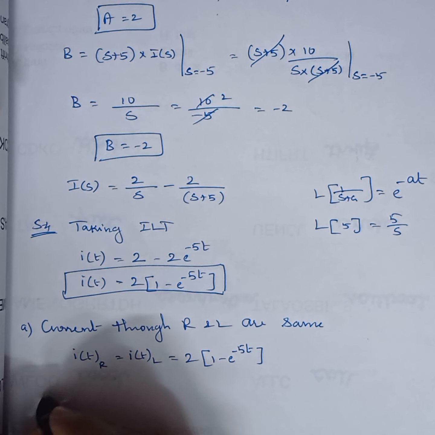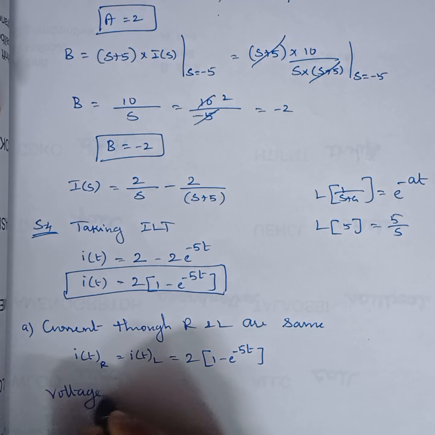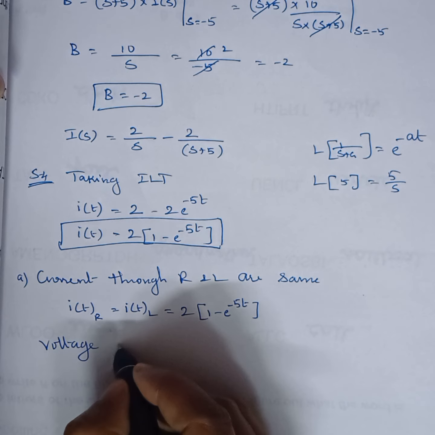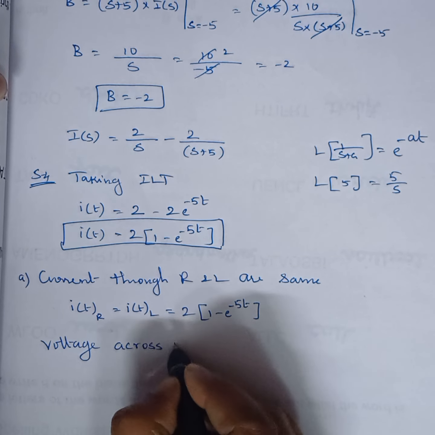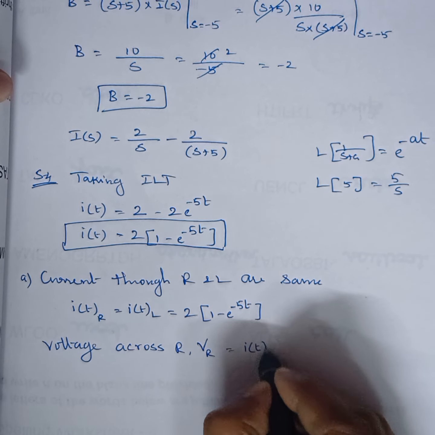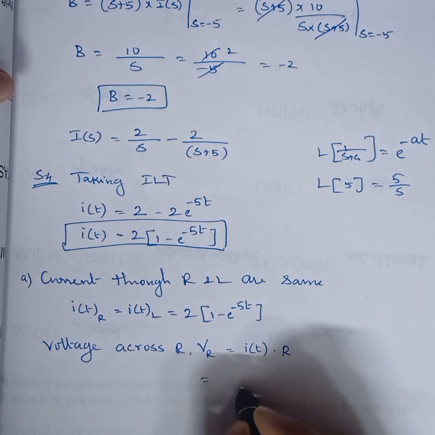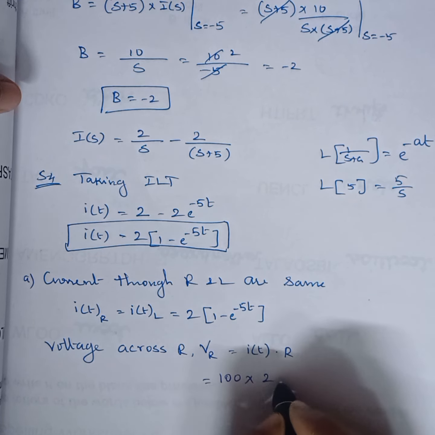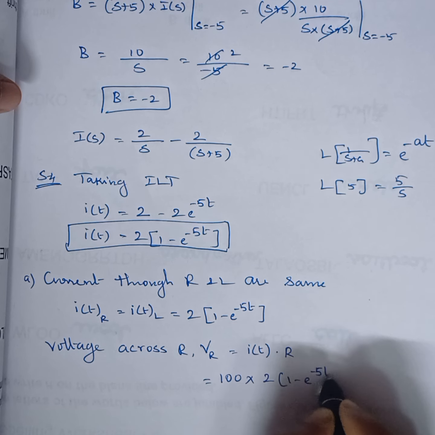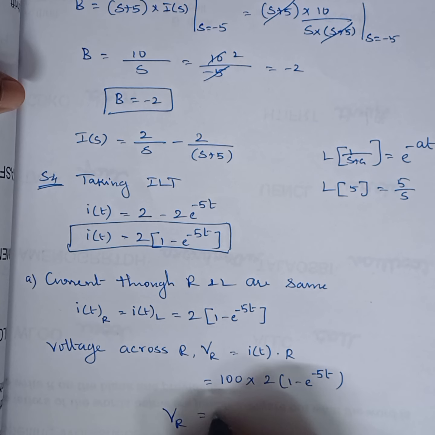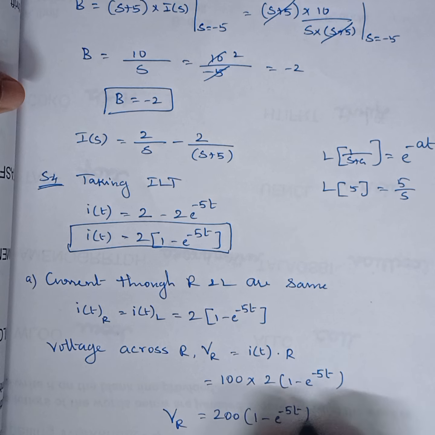Then voltage. Suppose they ask for the voltage across each element. Voltage across R, I'll mention this as VR, correct? VR is equal to I of t into R. We know the R value is 100, correct? 100 into I of t, which is 2 into 1 minus e power of minus 5t. So VR is equal to 2 into 100, 200, into 1 minus e power of minus 5t.